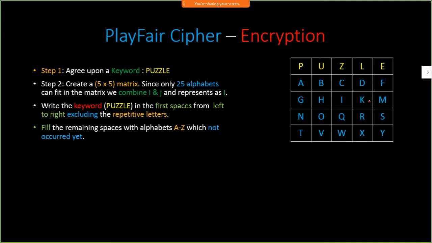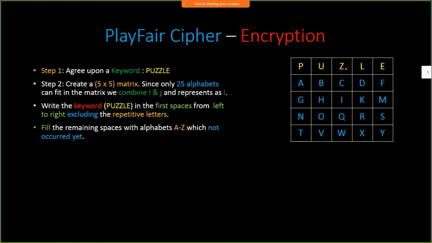Then K, L are already represented in the puzzle word. Then M, N, O, P are represented in the puzzle word. Q, R, S, T, U are also represented in the puzzle word. V, W, X, Y and Z are also represented in the puzzle word. So all the alphabet has been set in this encryption process.